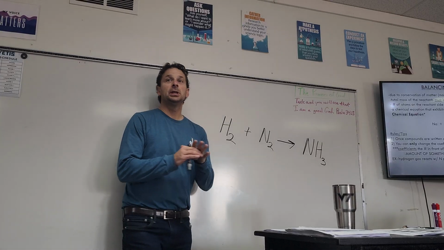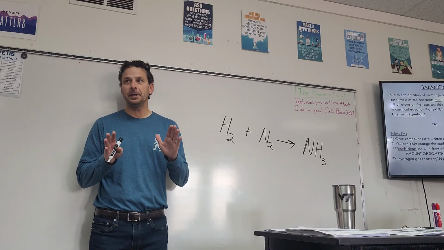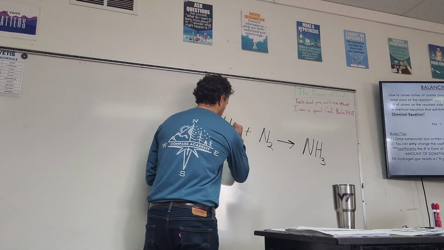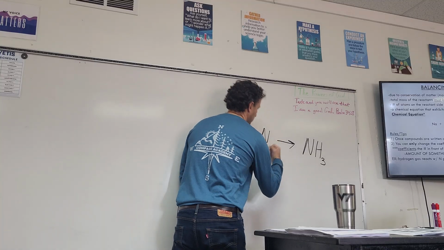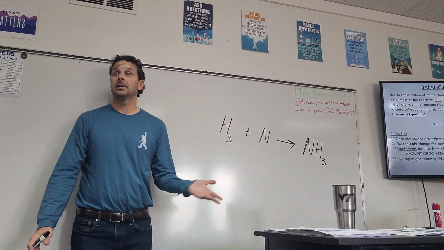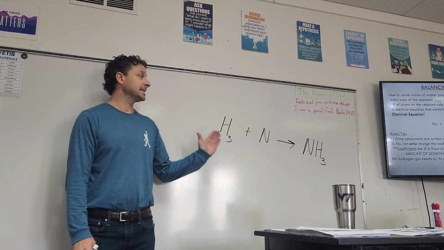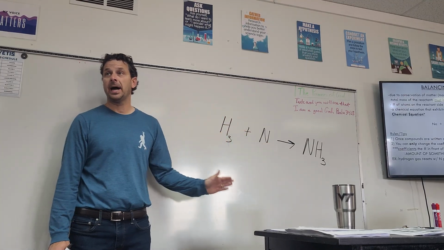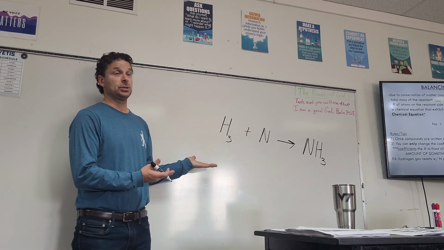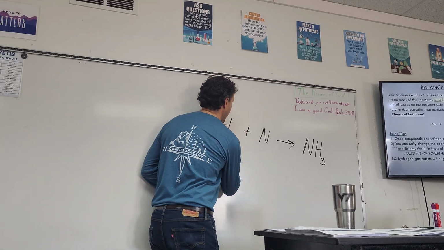Now, listen. What are we doing? This is what you cannot do. I'm demonstrating what you can't do. Now, technically, that is balanced. It has the same numbers on both sides: 3 hydrogens, 1 nitrogen, 1 nitrogen. But this is not chemistry that happens on Earth. So you can't do that.